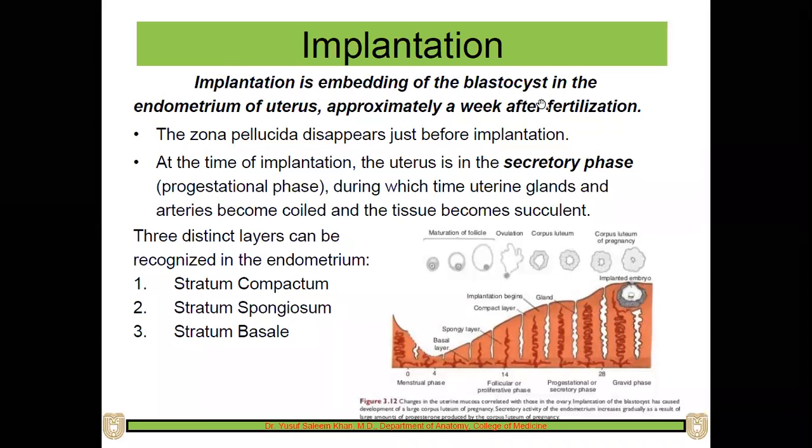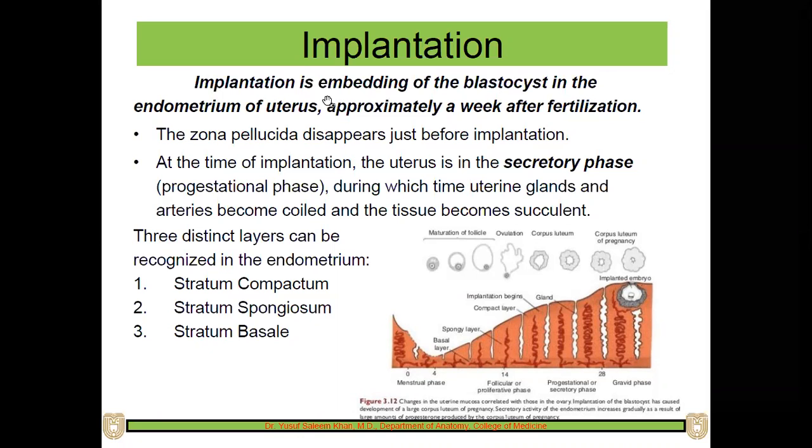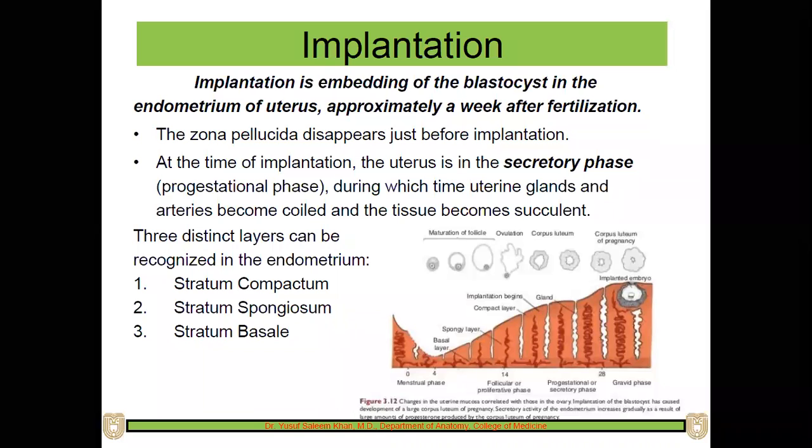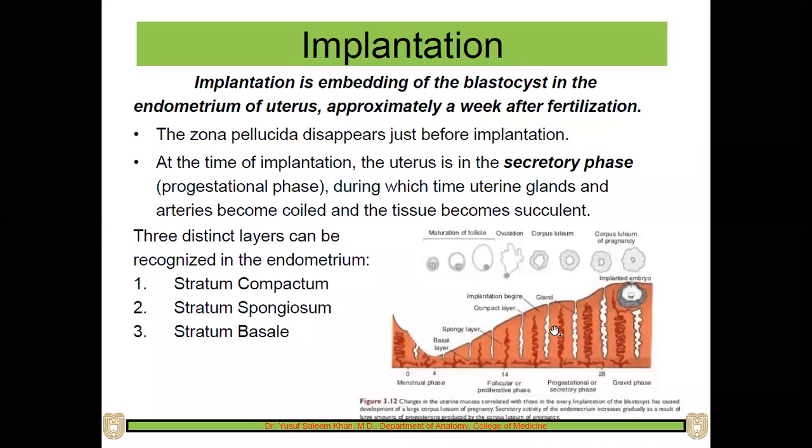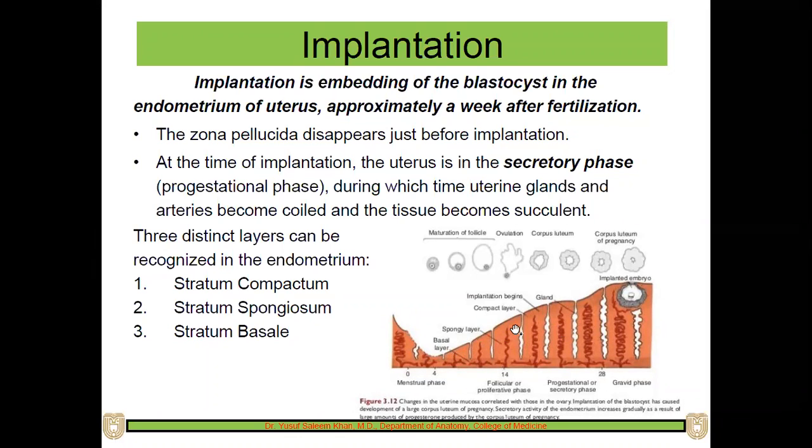Implantation is embedding of the blastocyst in the endometrium of the uterus approximately a week after fertilization. A week means almost the 6th or 7th day of fertilization. So it gets implanted within the wall of the uterus. Here you see the wall of the uterus in different stages of the menstrual cycle. You might have already studied this menstrual cycle and how the endometrium starts growing, and how it is ready during the progestational or secretory phase to receive the fertilized egg, that is, the blastocyst. Now it has gotten implanted within the wall. If you see here, it has entered.